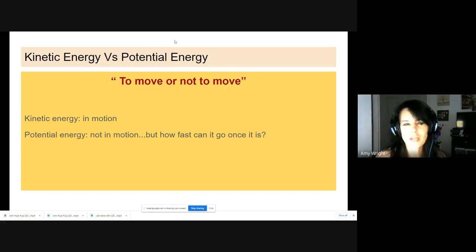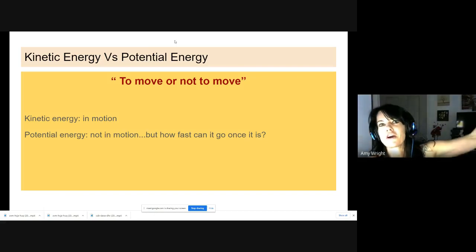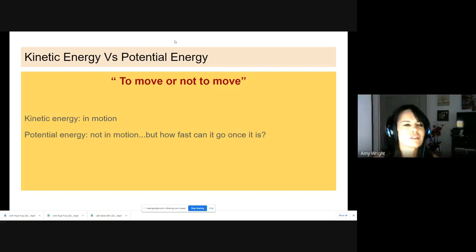I'm going to start with two types of energy, the two main broad categories of energy that seem like such intimidating words, and they're totally not. That is kinetic energy and potential energy, which is literally to move or not to move. Kinetic energy is anything in motion, that can be as small as an atom to as big as a moving star spinning through the universe. Kinetic energy is just motion. Potential energy is not in motion.